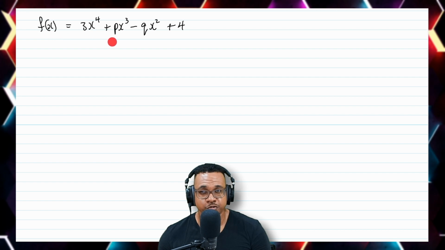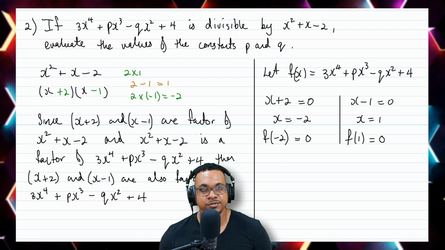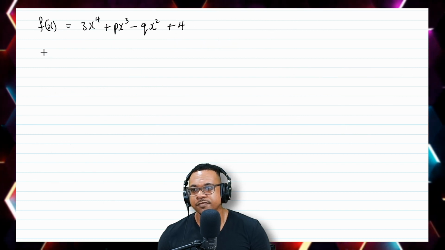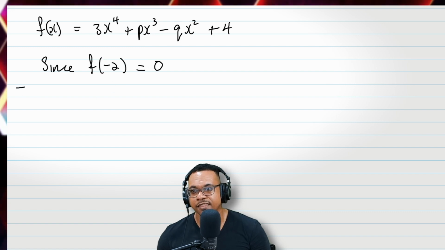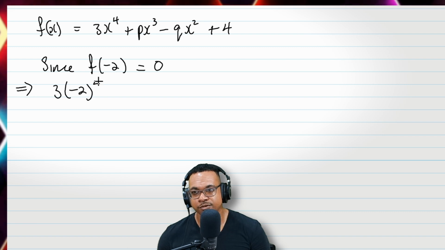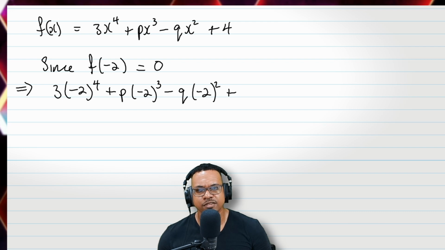So on this new page, I wrote over my polynomial. And now if you go back here, since f of negative 2 is equal to 0, that would imply we replace the x's with negative 2. So we have 3x to the power 4, so that's negative 2 to the power 4, plus px cubed, so that's negative 2 cubed. Take away qx squared, so we're going to put negative 2 squared, plus 4 is equal to 0.